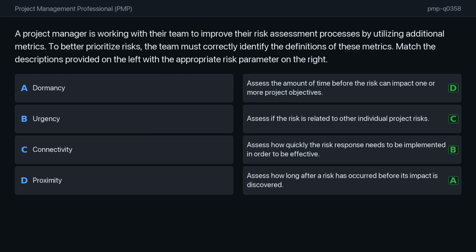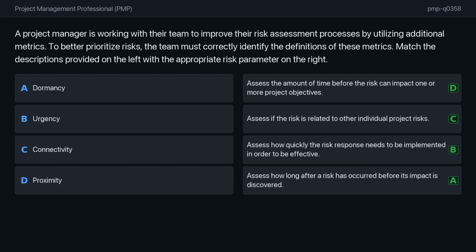In my view, the correct mapping is as follows. Proximity matches with the assessment of time before a risk impacts objectives. Connectivity refers to the degree of correlation between individual risks. Urgency addresses the time frame needed for a response to be effective. Finally, dormancy is the time elapsed between the occurrence of a risk and the discovery of its impact.